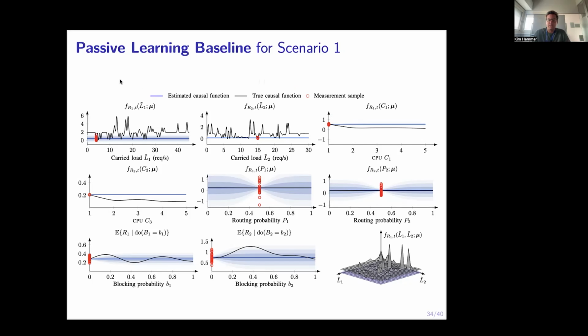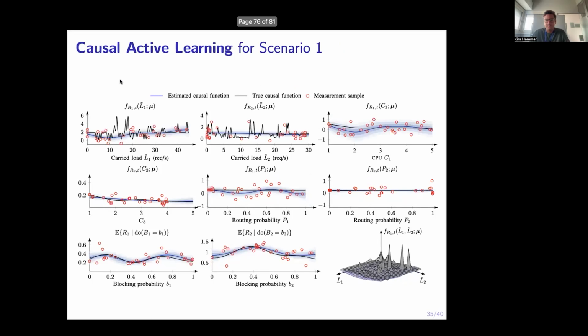By contrast, if you look at our method, it allows us to obtain much better estimates of the causal functions. It's not perfect, but even after only, say, 30 measurement samples, we have a pretty good understanding of the causal dynamics in the system. Much better than the passive learning baseline.